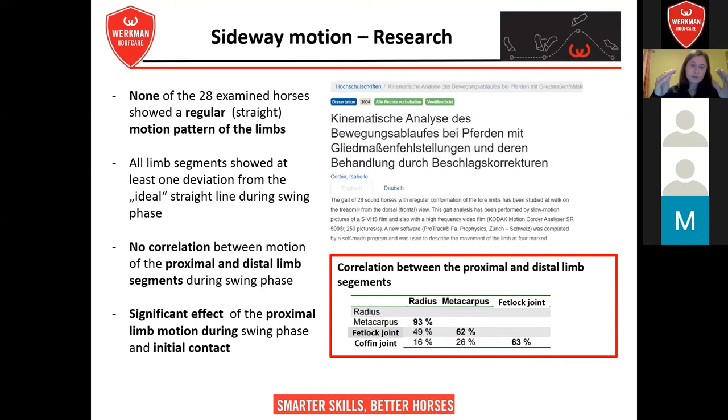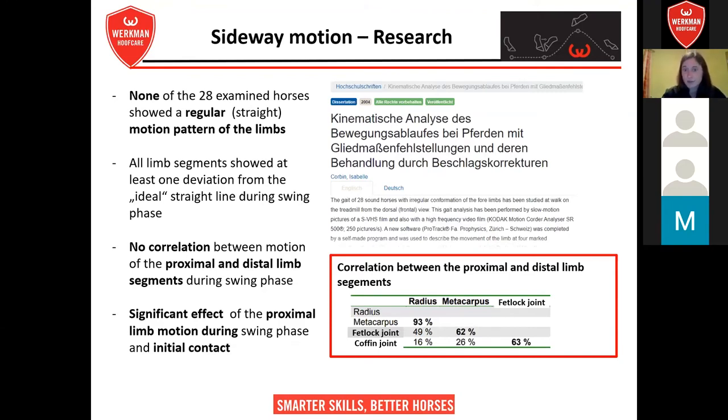And then you have to imagine the limb has different segments. So you have the toe, you have the metacarpus, you have the carpus, you have the brachium. So you have different parts of the limb, different segments. And it's very rare that one of the segments has a straight movement during swing phase. Usually you have at least one deviation from the ideal straight line in the segments during the whole swing phase.